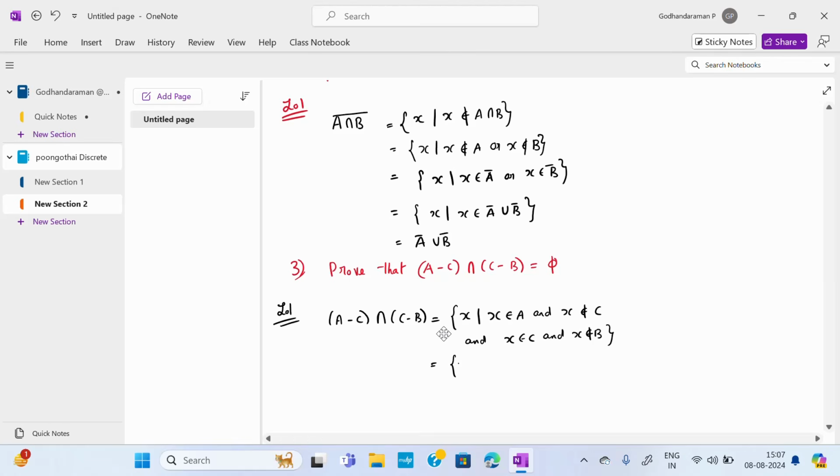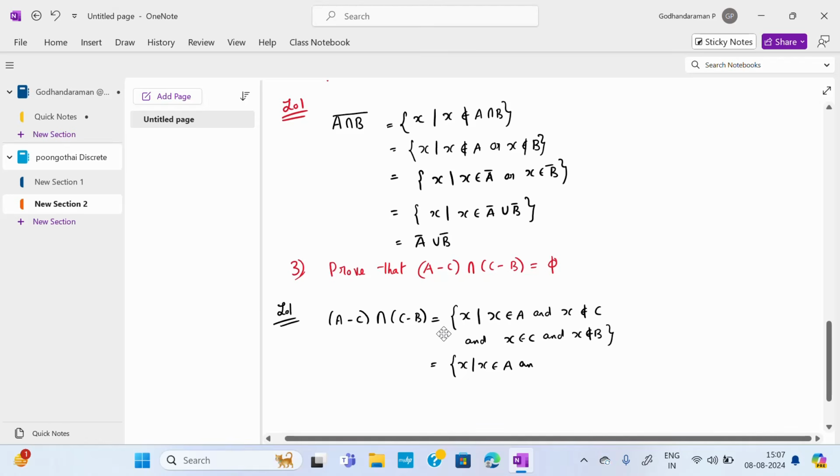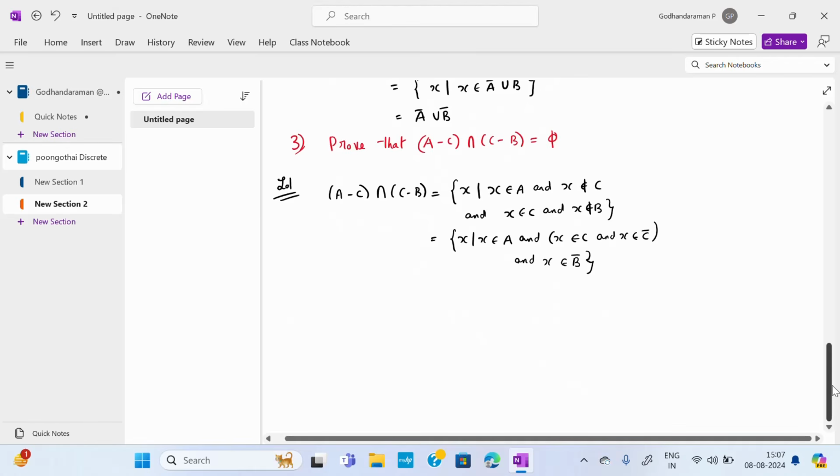Now I am able to write the set of all x such that x belongs to A, I will keep it separate, and next, x belongs to C and x belongs to C bar. Does not belong to C, I will write as C bar. And x does not belong, x belongs to B bar, I will write. So what I've done, does not belong, I will change it as bar.